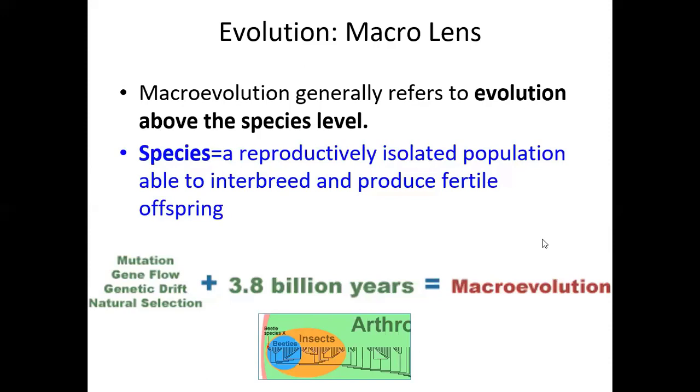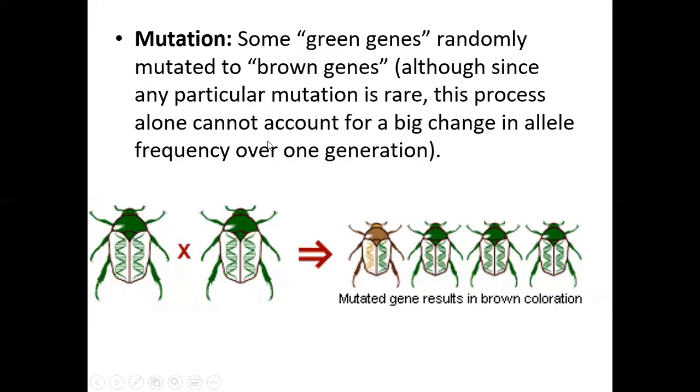So the first thing that needs to happen for evolution to occur is you need to have mutation. You need to have some way to change the organisms and make them different from each other. Otherwise, things won't change. So in our little example here, we're going to say some green genes mutate to brown genes. And now you have some variation in your population. Although this leads to evolution, it does not account for all the big changes from one generation to the other. So we're going to go into those other ones. And remember, mutation occurs at the DNA level.